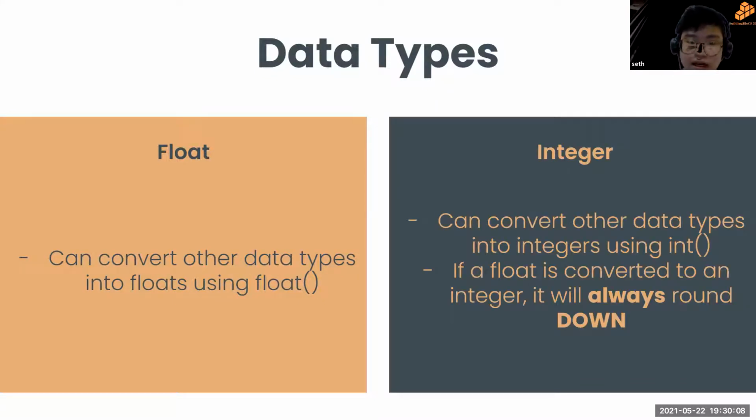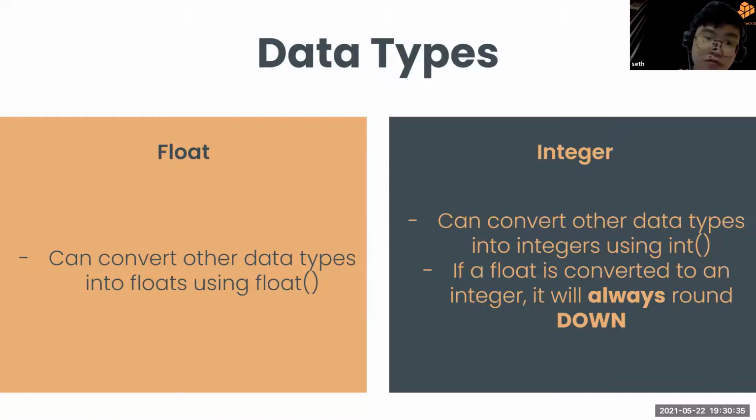Okay, integer values are numbers without decimal points. So you can convert other data types to integer. Again, the same will apply: if you want to convert a string to an integer, the string can only contain numbers. And if you convert a float, or a string where the number in the string has decimal points, the number gets rounded down.